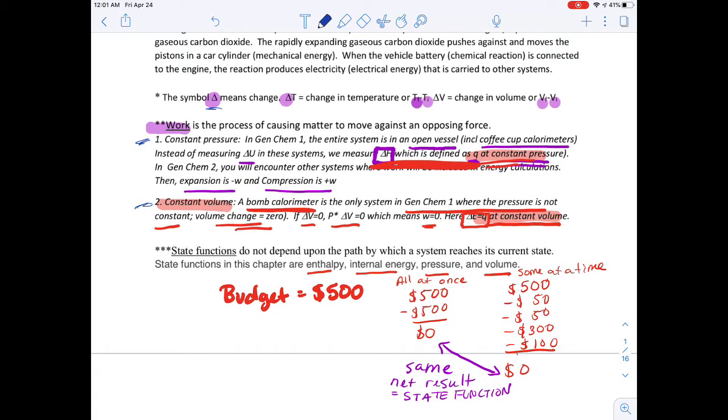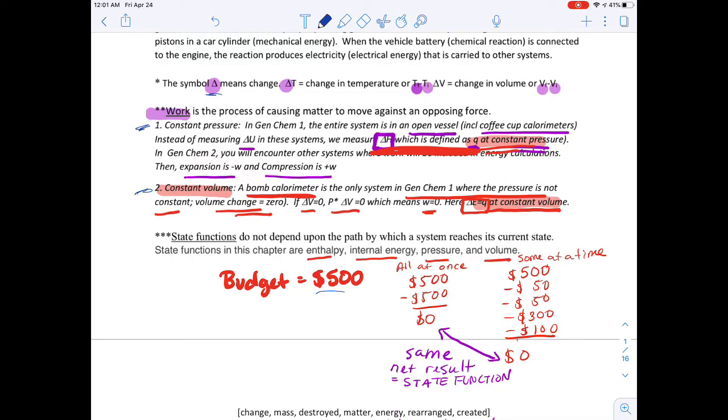Also, there are state functions: enthalpy, internal energy, pressure, and volume. And a state function is just that it doesn't matter the path you took to get from the beginning to the end, but you have the same result every time. So I was talking about like budgeting, and you could spend it all at once, or you can spend it in pieces. In both cases, you still end up with 0. So the final minus initial is still 0. You could even have earned some and then spent it, but the final would have been 0.